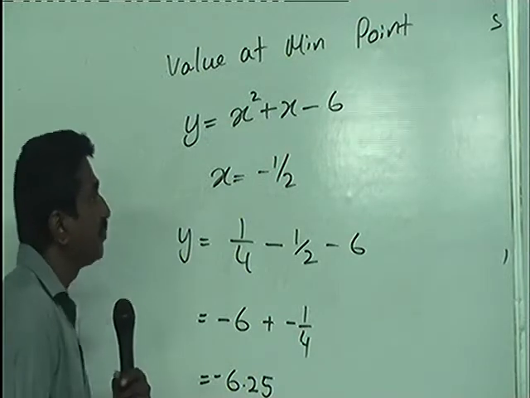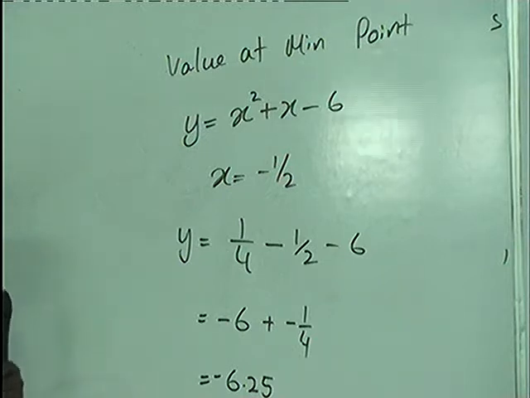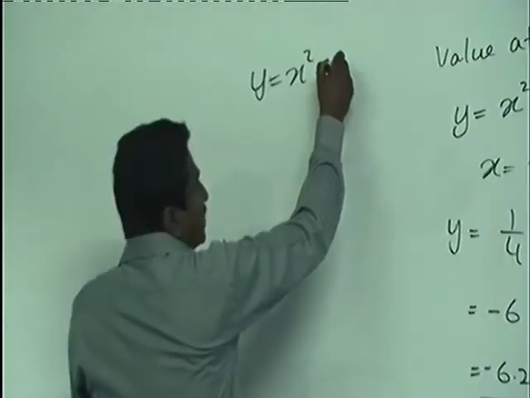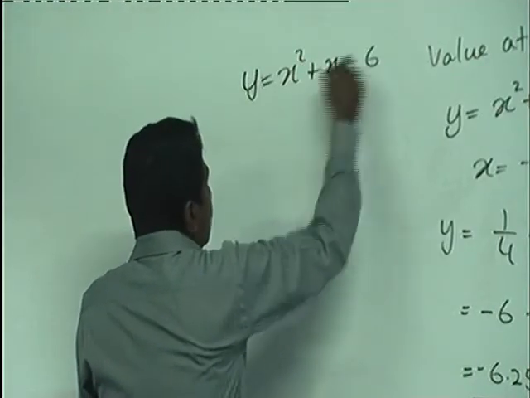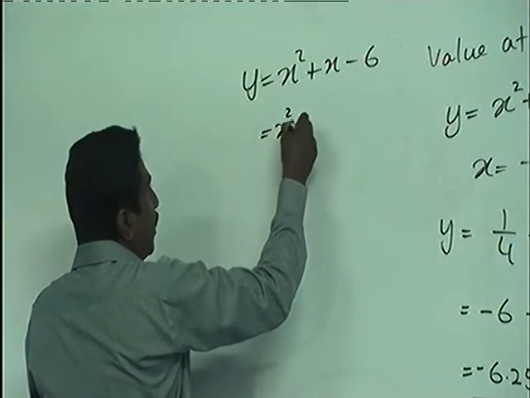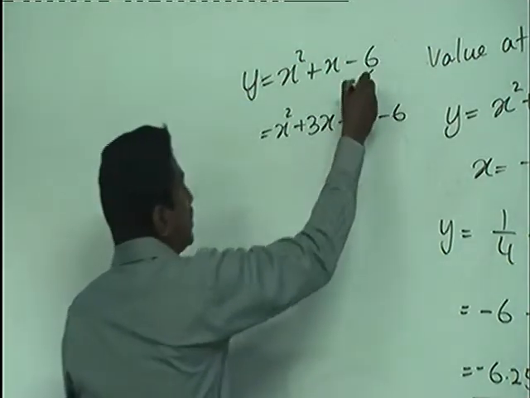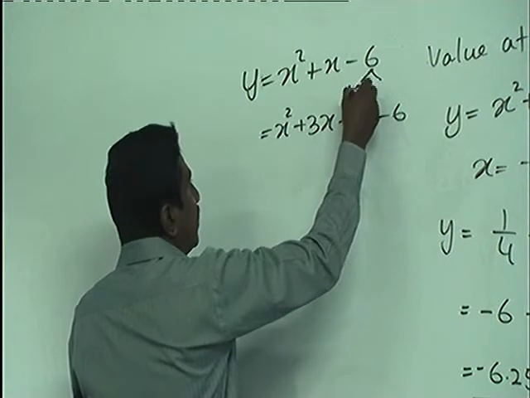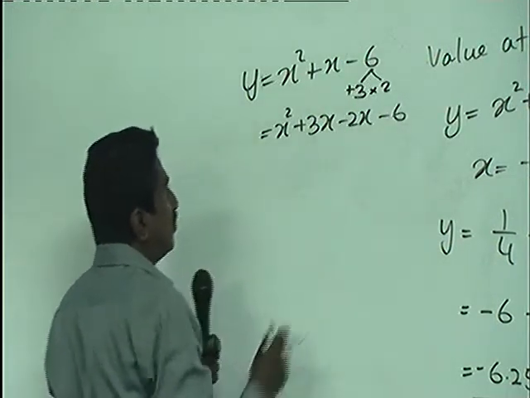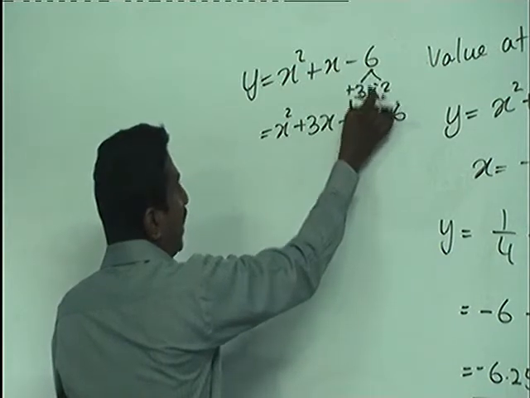And again, we have done the quadratic equation. At what values does y equal 0? So if it is a quadratic equation, here y is equal to x squared plus x minus 6. You can separate minus 6 into two components. So that is x squared plus 3x minus 2x minus 6. You separate this into the two components, plus 3 and minus 2. When you add this, that becomes plus 1. When you multiply, that is minus 6.